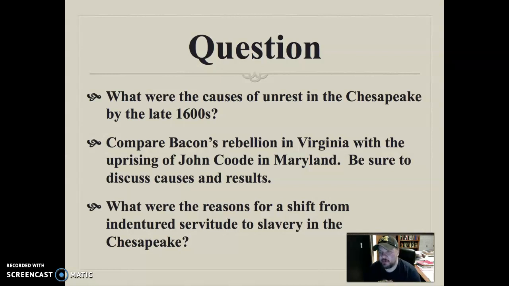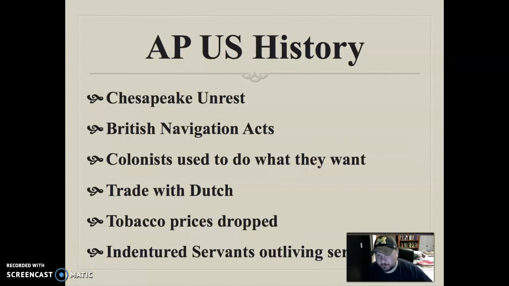Compare Bacon's Rebellion in Virginia with the uprising of John Coode in Maryland. Be sure to discuss causes and results. Well, that's going to be next. And last but certainly not least, what were the reasons for a shift from indentured servitude to slavery in the Chesapeake? This is going to be a major theme in American history. So while it's the last question of the day, this is a pretty big one. Definitely one that you want to pay special attention to.